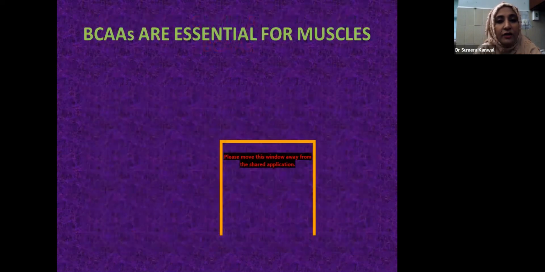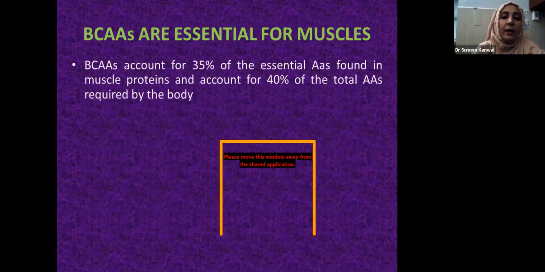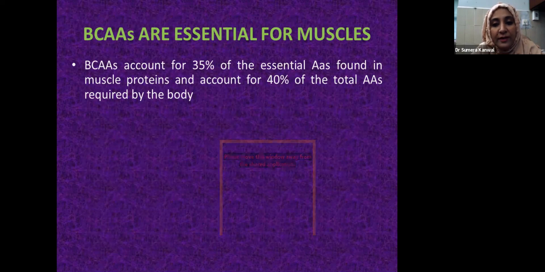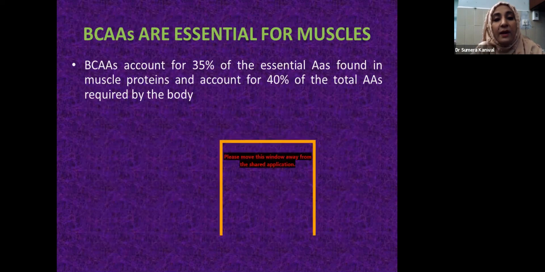So these branched chain amino acids, valine, leucine, and isoleucine, are essential and they are required for muscles. Branched chain amino acids account for 35% of the essential amino acids found in muscle proteins and account for 40% of the total amino acids required by the body. As these are essential amino acids and are not synthesized in our body, we must take them in our diet.